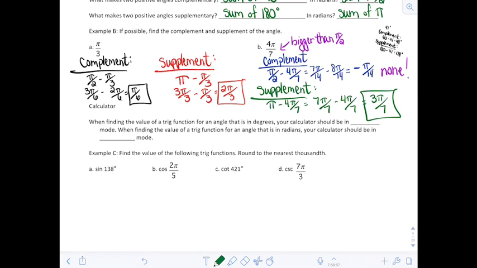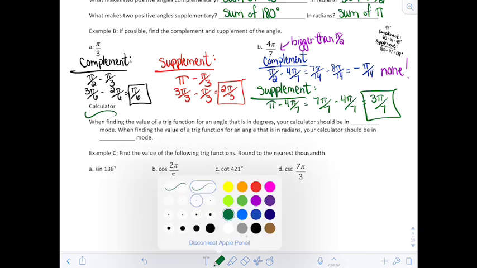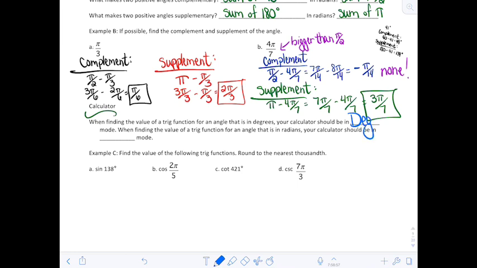Okay. And the last part, maybe your favorite, we get to use the calculator. So in finding the value of a trig function for an angle that's in degrees, your calculator should definitely be in degree mode. When finding the value of a trig function in radians, you need to make sure your calculator is in radian mode. And this is something you need to practice. You'll feel very silly when you don't have it in the right mode and you get the wrong answer. So please, please, please be careful.